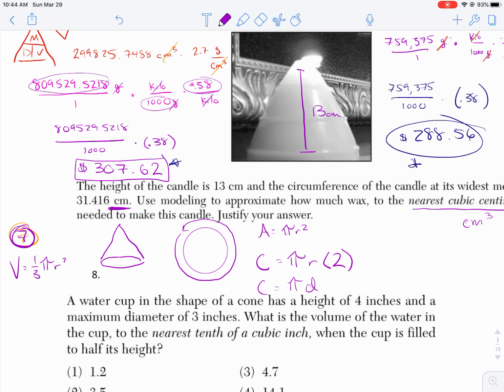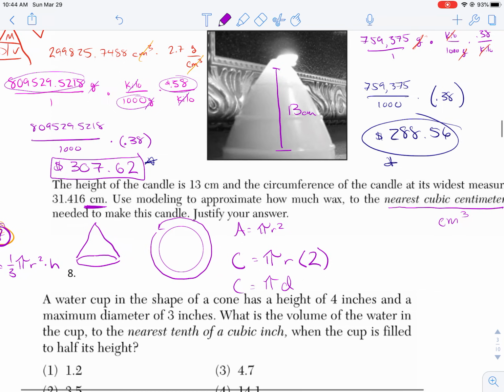Yeah, 1/3 pi r squared times your height. Okay, that's your volume of a cone. I apologize, I couldn't find my notes there for a second. So, all right, here's our formula for the volume of the cone.